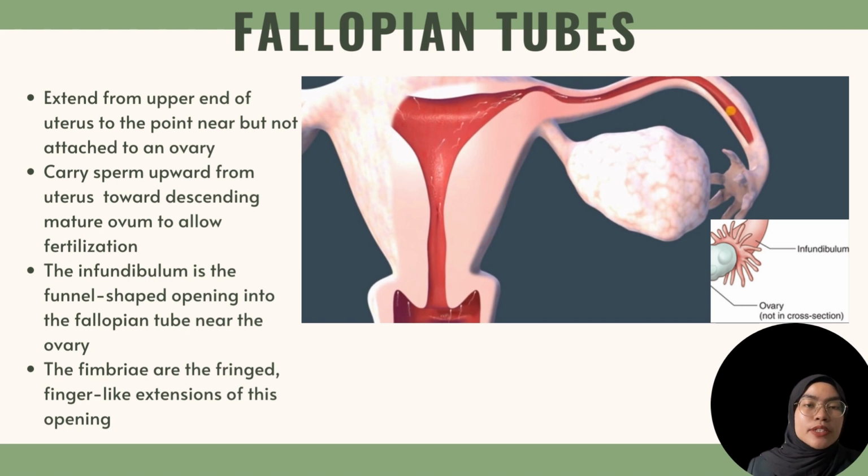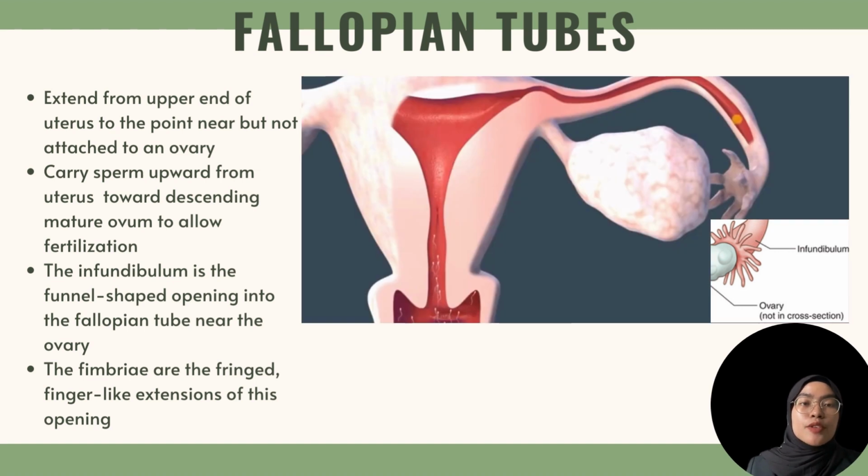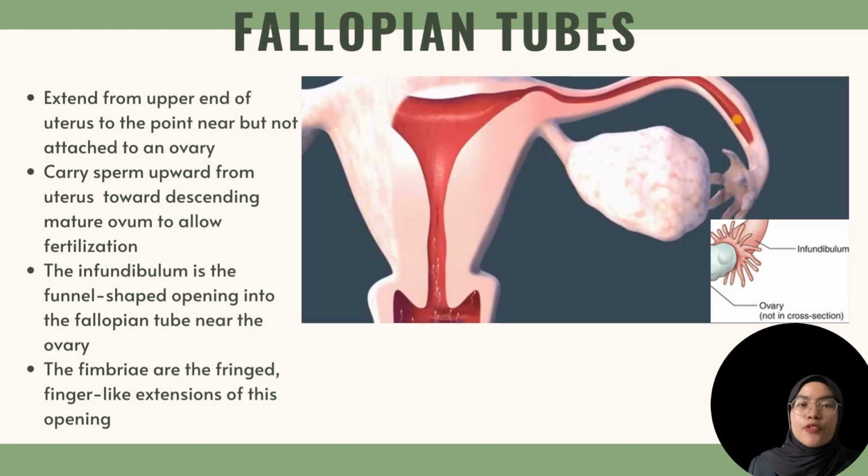The infundibulum is the funnel-shaped opening into the fallopian tube near the ovary. The fimbriae are the fringed finger-like extensions of this opening. Their role is to catch the mature ovum when it leaves the ovary each month. One of these tubes carries a mature ovum from the ovary to the uterus. These tubes also carry sperm outwards from the uterus towards the descending mature ovum so that fertilization can occur.